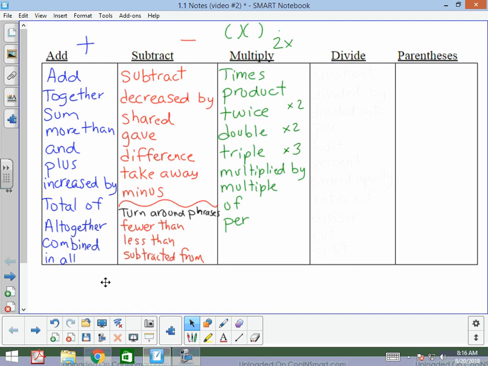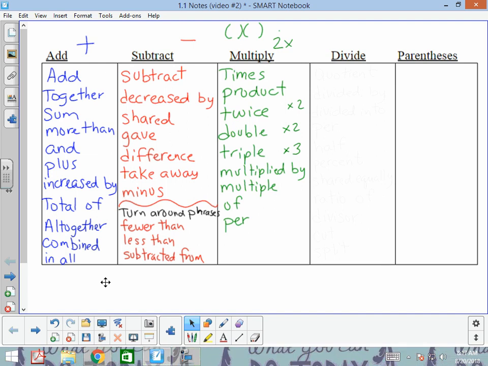But when we get to those different words, problems, and that kind of stuff, I will show you exactly when the word per means multiply and when it means to divide.